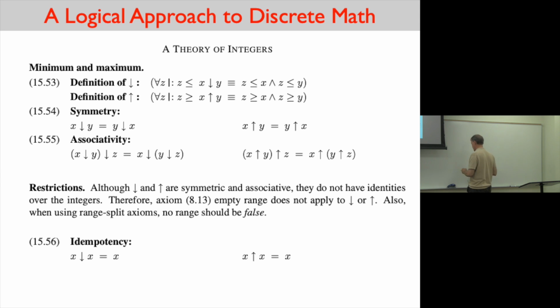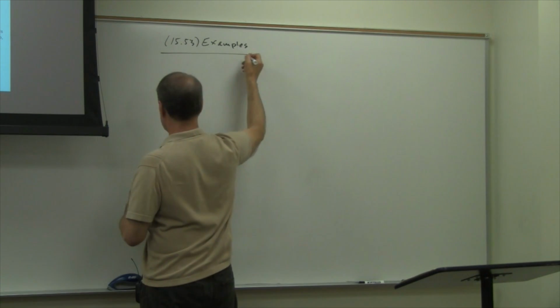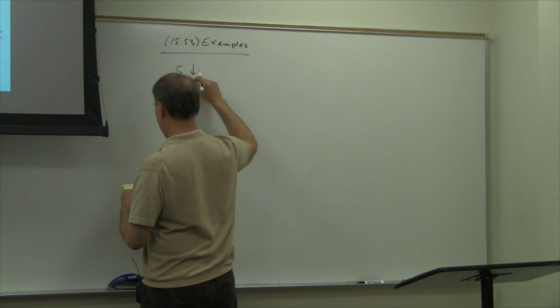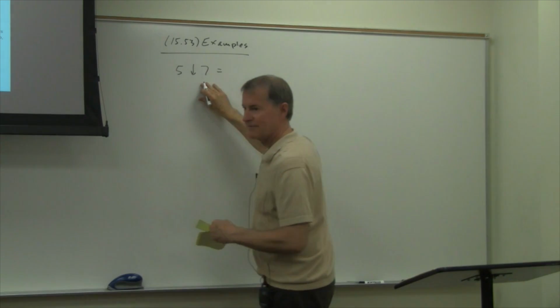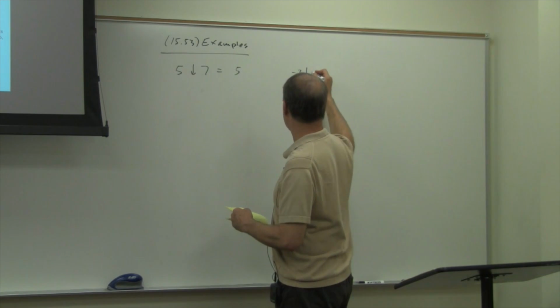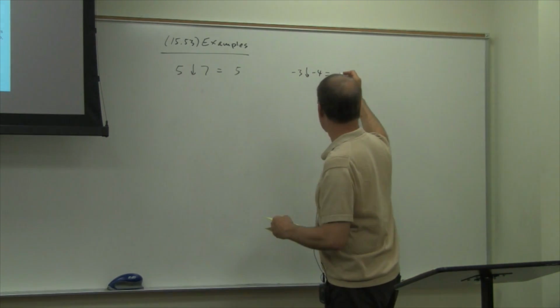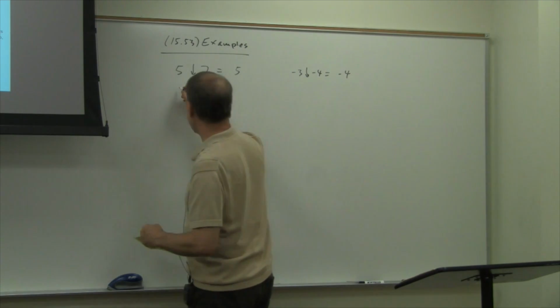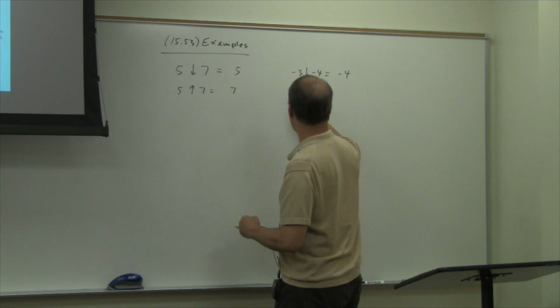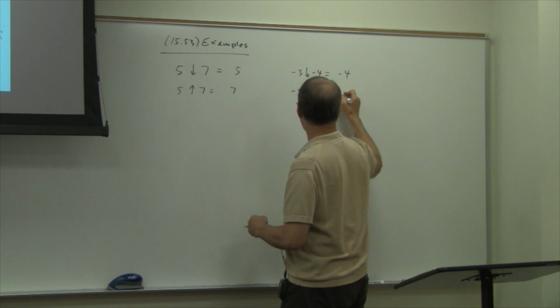Okay. So let me do some examples. We've seen this notation before, up and down. I think somebody called it the up and the down operator. But anyway, 15.53 examples. So tell me this. The down arrow means min. 5 min 7 equals what? 5. And how about -3 min -4? What does that equal? -4. And 5 max 7 is what? 7. And -3 max -4 is -3.